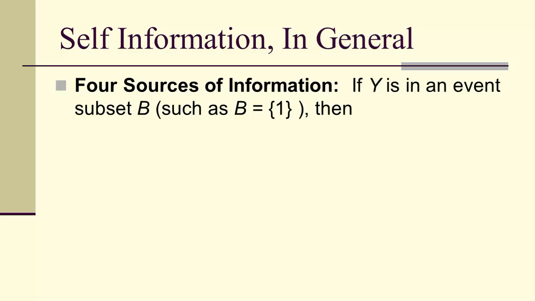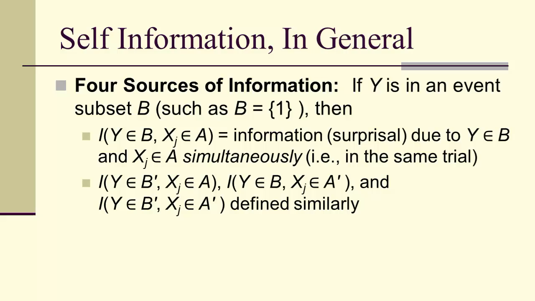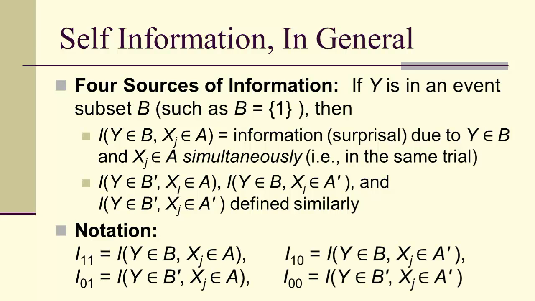There are 4 sources of information when you have an event. So we could have the self-information due to y being in a subset B and x sub j being in a subset A. And that would be the information or surprisal due to y being in B and x being in A simultaneously, which of course means in the same trial. And we have 3 others defined similarly: the self-information from y being in B prime and x being in A, and y being in B and x being in A prime, and both y and x being in A prime and B prime.